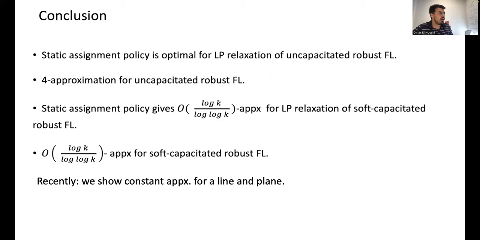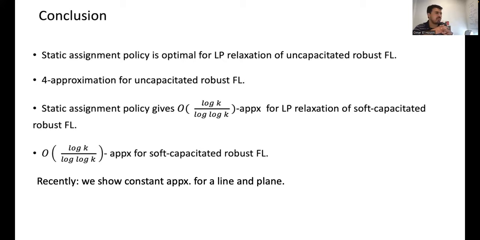So I'm going to conclude. As we've seen, the static assignment policy is optimal for the LP relaxation of the uncapacitated robust facility location. And we can do the rounding and get the four approximation for this problem. Static assignment policy gives you a log over log approximation for the LP relaxation. Again, we can do the rounding and get log over log for the soft capacitated. And this is a very strong numerical policy.